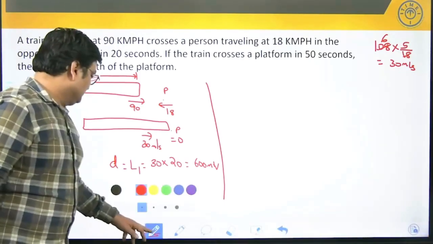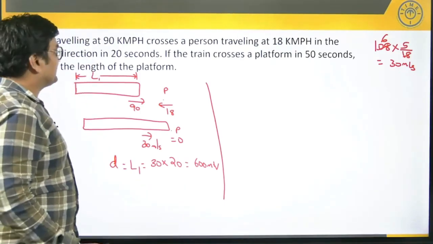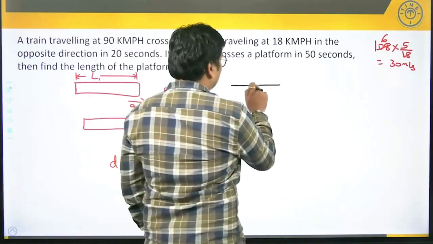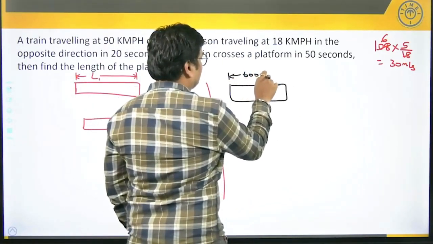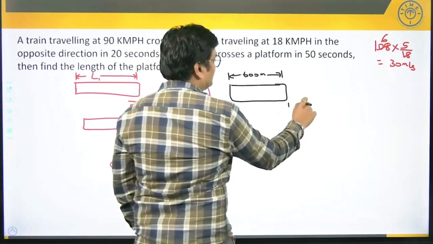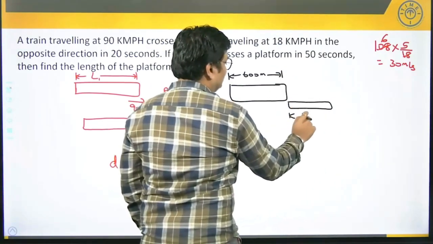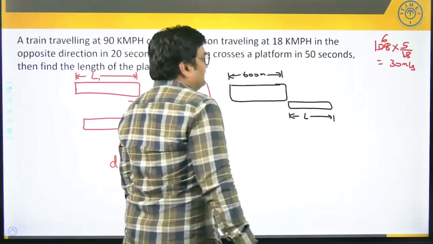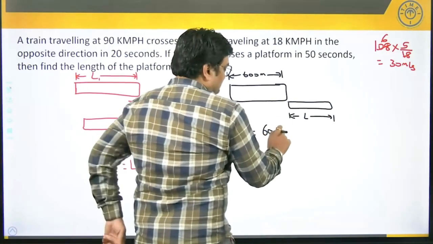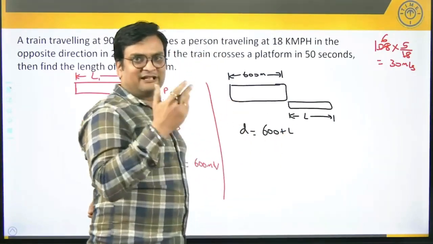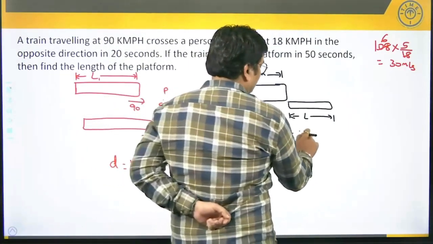Now later on, the train is trying to cross a platform. So this L1, which is 600 meters, is trying to cross a platform now. Let's say the platform length is L. So the distance to be travelled by the train will be the sum of the lengths of the two, right? Length of the train plus length of the platform. So this will be equal to what?